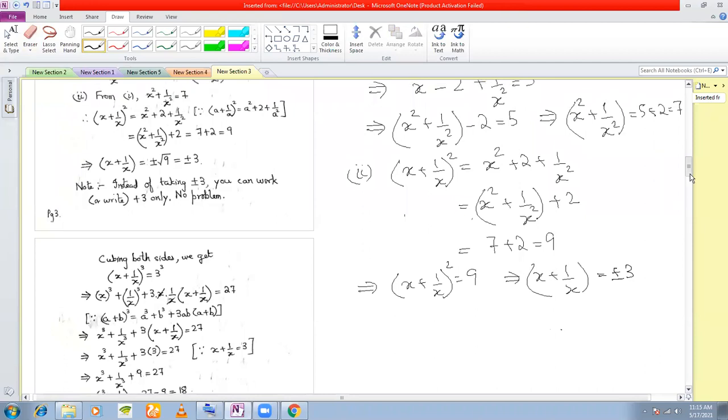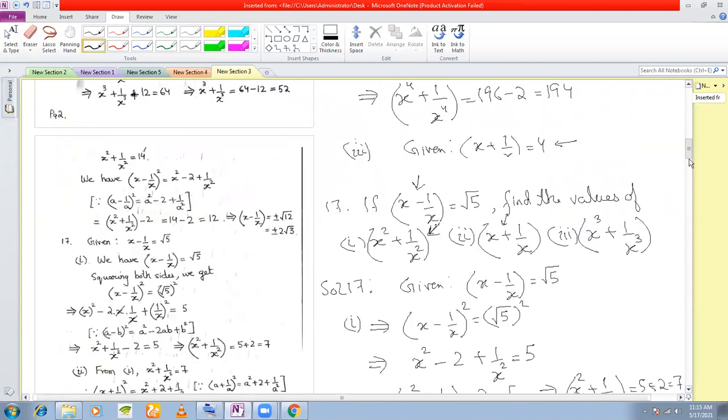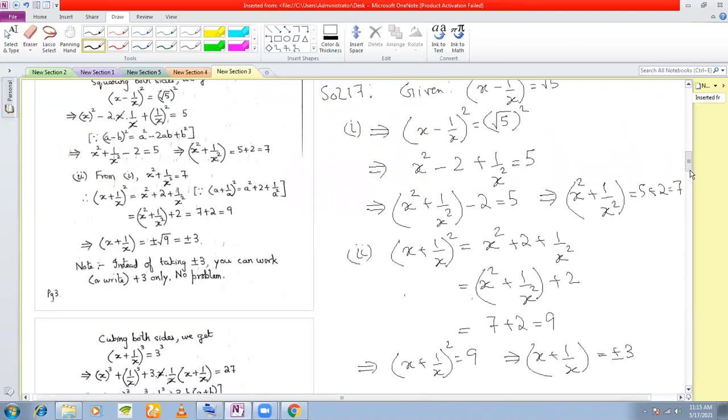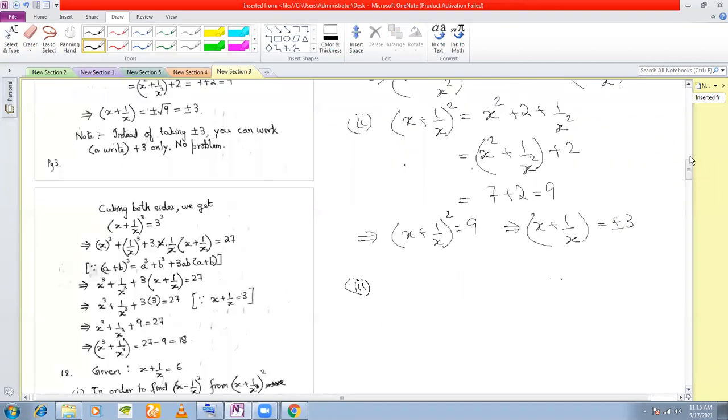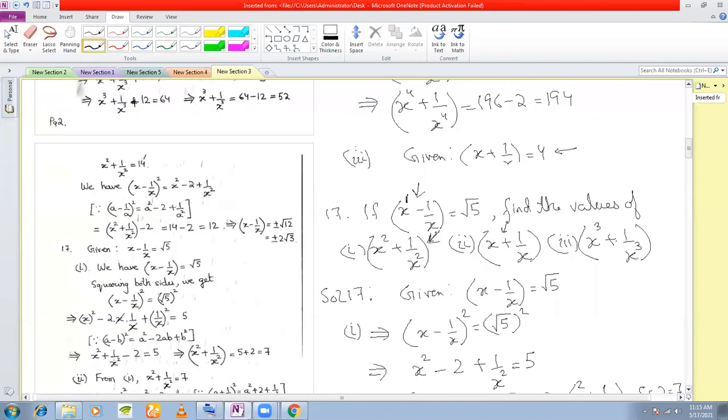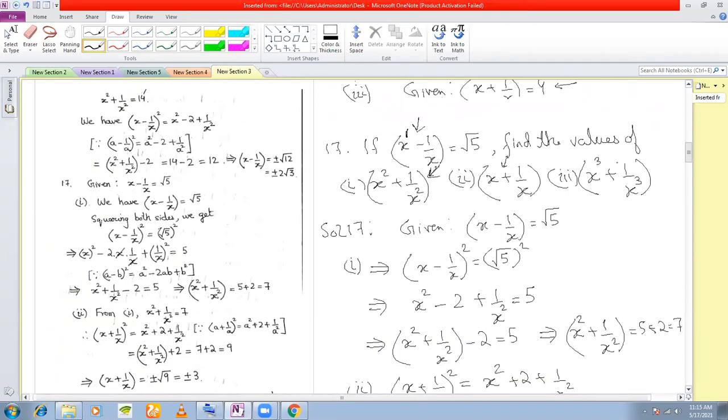Okay. Next question is find the value of x cube plus 1 by x cube. We'll see how to find out the value of x cube plus 1 by x cube. Again, if you see here, you're moving from power 1 to power 3. That means I will have to cube both sides. Okay, but you see here, this is a plus sign, and here you have a minus sign. So if you cube both sides of this, you're actually going to get x cube minus 1 by x cube. Right? But we don't want to find out x cube minus 1 by x cube. We need to find out x cube plus 1 by x cube.